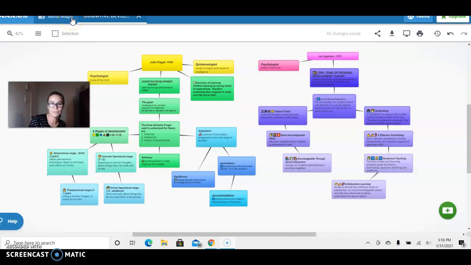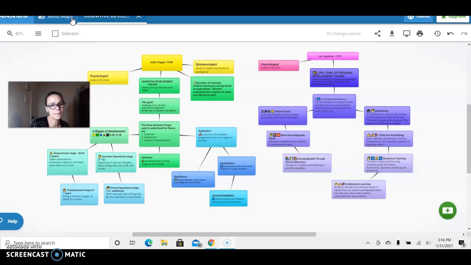Hi, I'm going to talk about two different learning theories. The first one is cognitive development theory, and that's learning through developmental stages. Jean Piaget wrote this theory, and it was thought that children learn through having hands-on experiences, and that the teachers evaluate them to make sure that they stay on task.